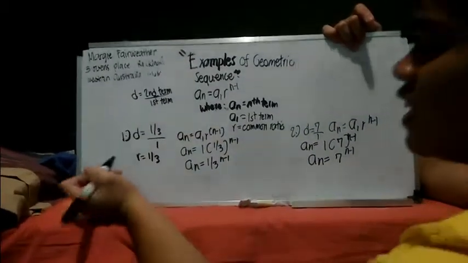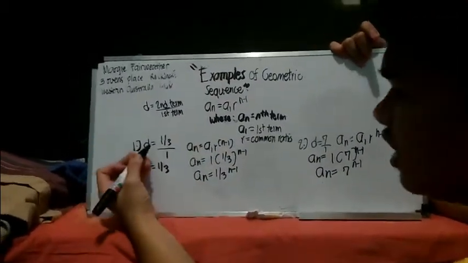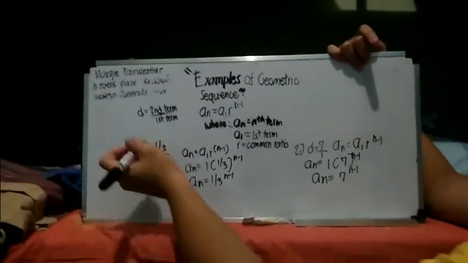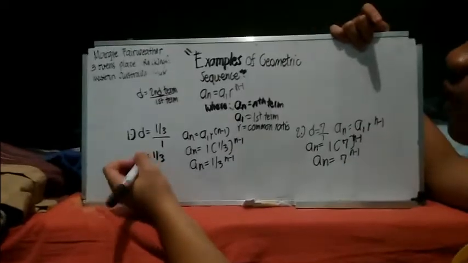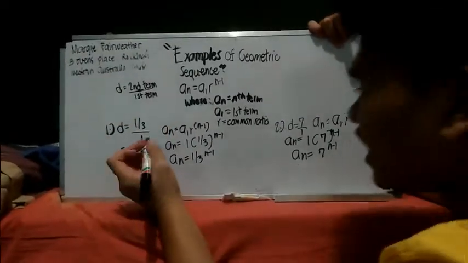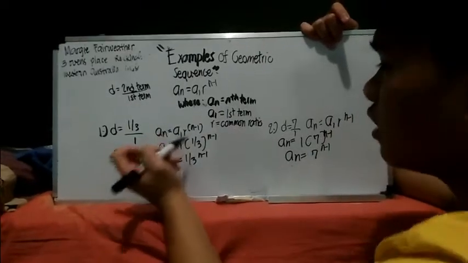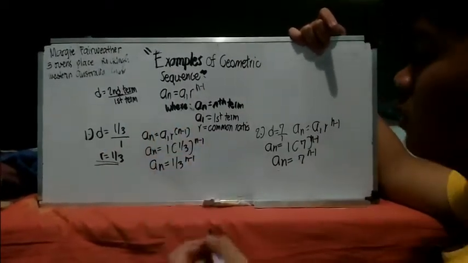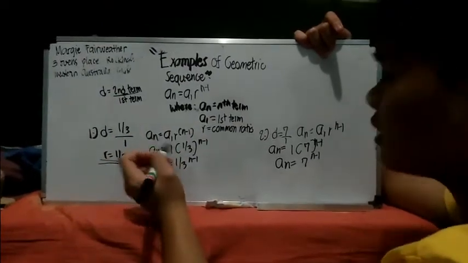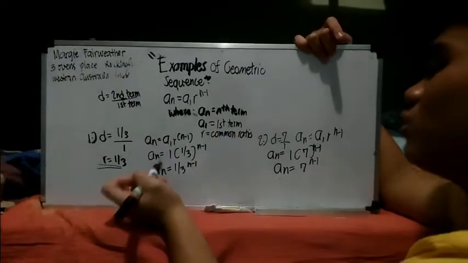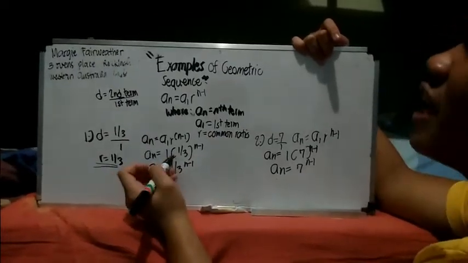So here is an example. r is equal to (1/3) over 1, so r is equal to 1/3. This is the common ratio. So a_n is equal to a_1 times r, the common ratio, to the n minus 1. So 1 times (1/3) to the n minus 1 is equal to (1/3) to the n minus 1.